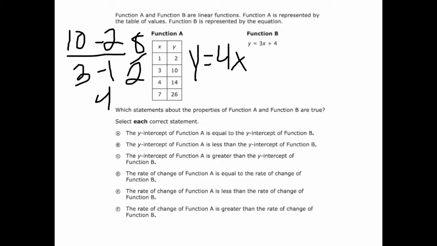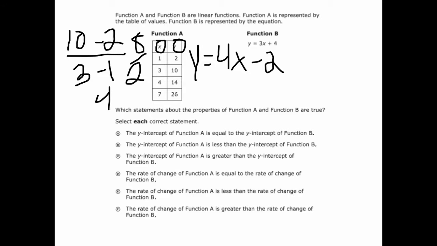Now, again, since this is increasing by 4 every time, when x is 1, y is 2. If I go backwards where x is 0 and I subtract 4, 2 minus 4 is negative 2, so my y-intercept is negative 2. Now, let's go through and select the ones that are correct. Which statements about the properties of function A and function B are true? I know these are functions because they are in slope-intercept form.